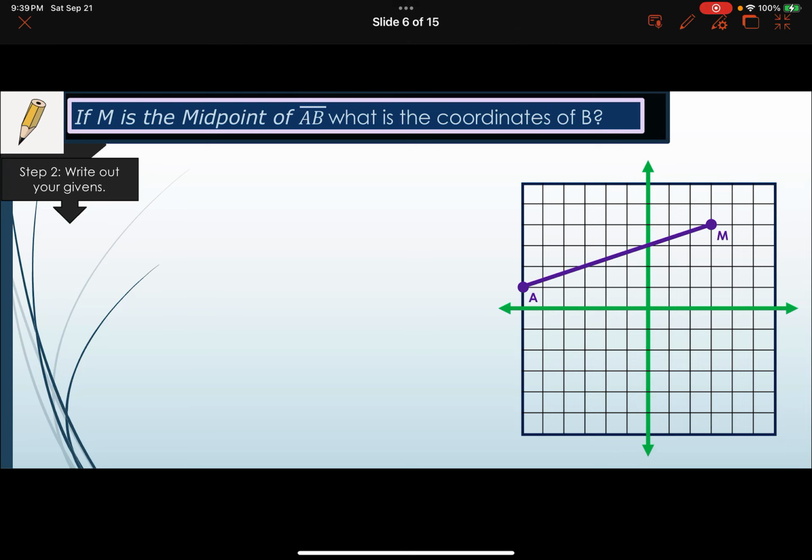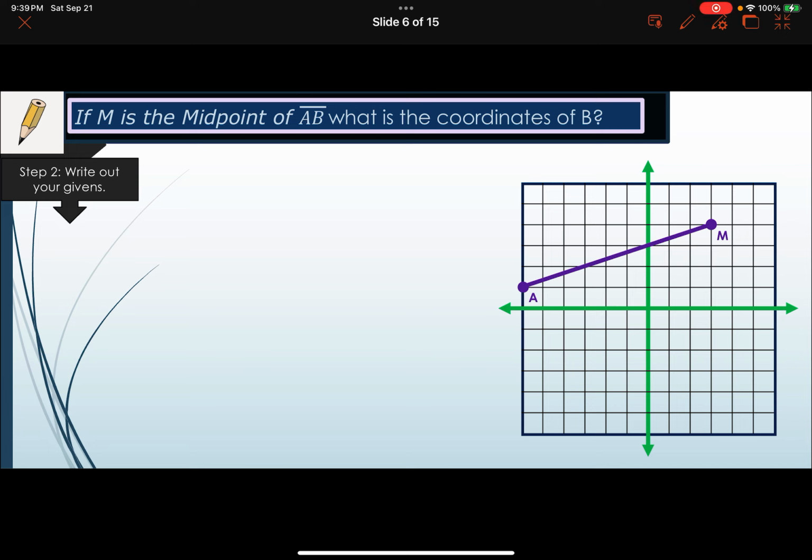Okay, so let's look at our first example, that first way to find that other endpoint. Here we have, if M is the midpoint of segment AB, what's the coordinate of B? So I just have segment AM, and I need to know how much farther it goes to get to B.